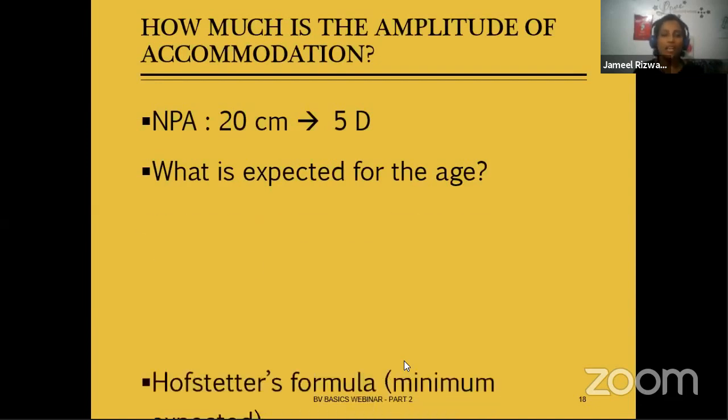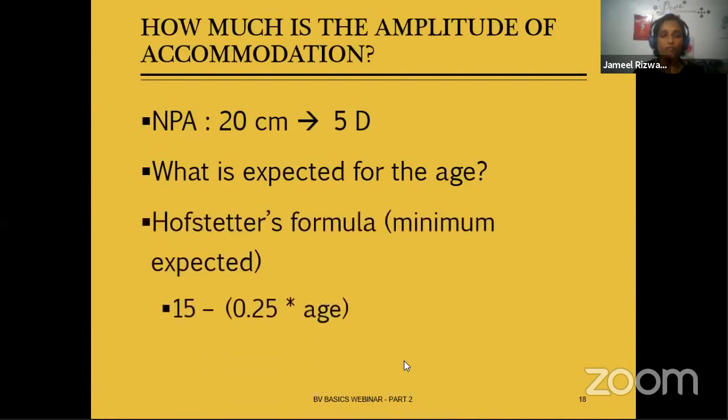We did discuss using the minimum expected formula by Hofstadter, which is 15 minus 0.25 into age. So quickly calculate 15 minus 0.25 into 13, and keep typing in your answers. Let's see who's the fastest finger. You have to look at whatever you have measured and see whether it matches what is expected for the patient. The expected answer is 11.75 diopters.